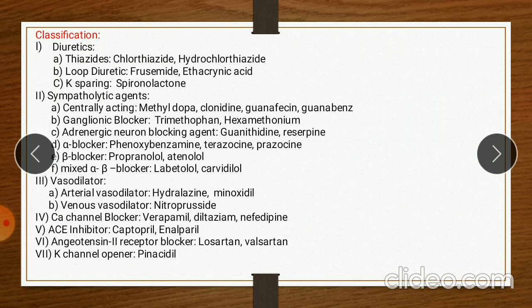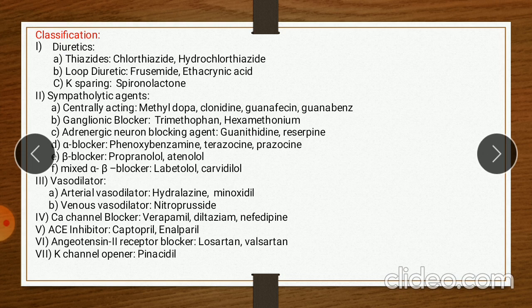Now, classification of antihypertensive drugs. The first class is diuretics. They are subclassified into thiazide diuretics, examples chlorothiazide and hydrochlorothiazide; loop diuretics, examples furosemide and ethacrynic acid; and the third one, potassium sparing diuretics, example spironolactone. So that is the first class.